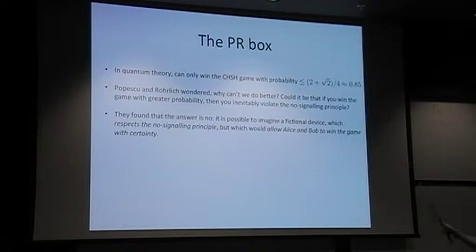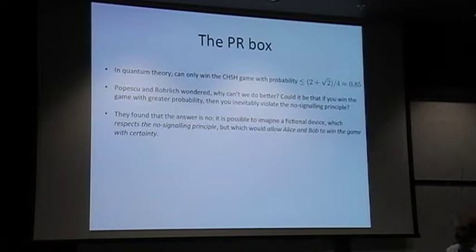Now Popescu and Rohrlich wondered, why can't we do better than that? Could it be, for example, that if you win the game with greater probability, then somehow inevitably you will violate the no-signaling principle? That would be a powerful result, because the no-signaling principle is supported by another theory, special relativity. And so if you could see that you would violate that by winning the game with greater probability, that would be a very nice and coherent explanation of why you can't do better than that.